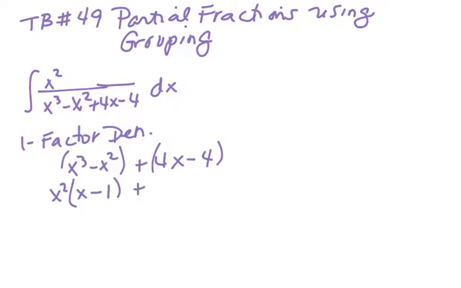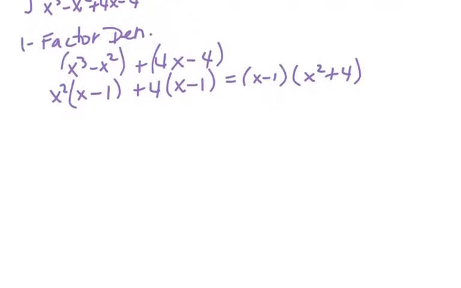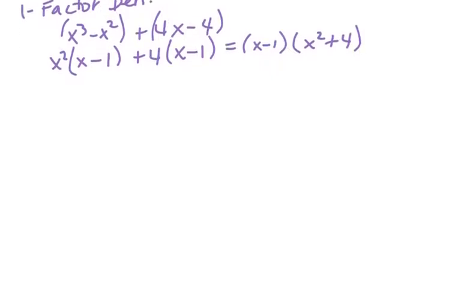And if you factor out a 4 from this right grouping, you get x minus 1. So now you see you have a common factor, and that common factor is x minus 1. If I factor the x minus 1 out, I'm left with x squared plus 4. So that's your factoring, and everything else pretty much continues the way we've been going about solving partial fractions. So you're going to break out your factors.